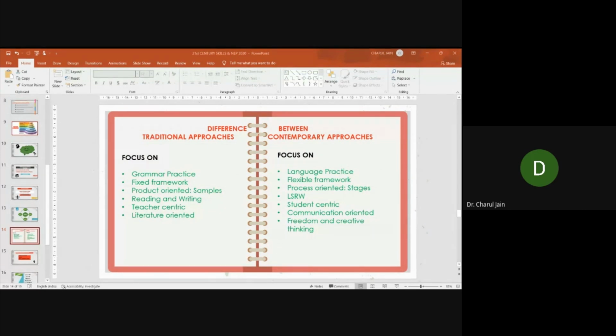This understanding becomes very important for the teachers because the 21st century focuses primarily on communication. It does not focus so much on accuracy. I think all of you would agree with me. We have WhatsApp universities. A lot of gyan is exchanged on WhatsApp. A lot of knowledge is exchanged on WhatsApp, and nobody bothers about accuracy.